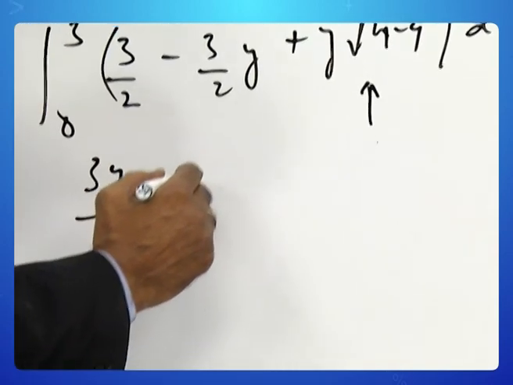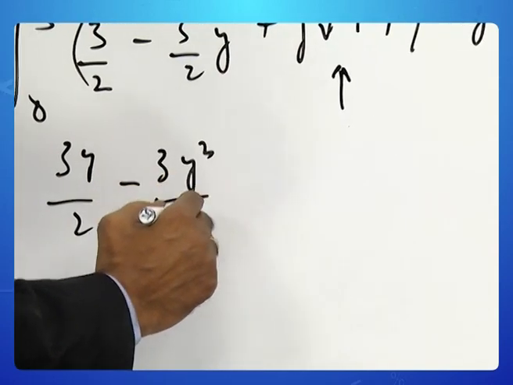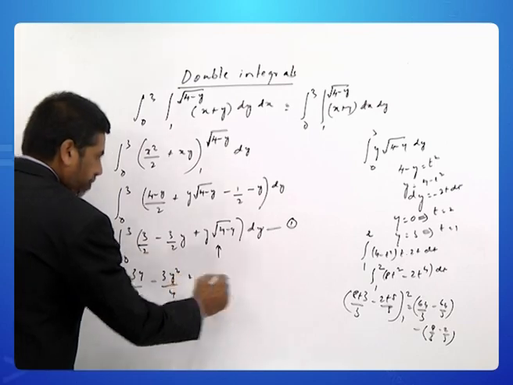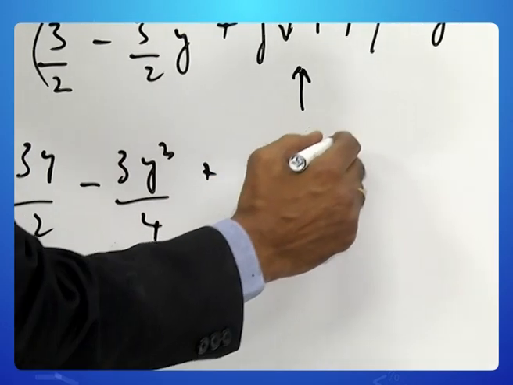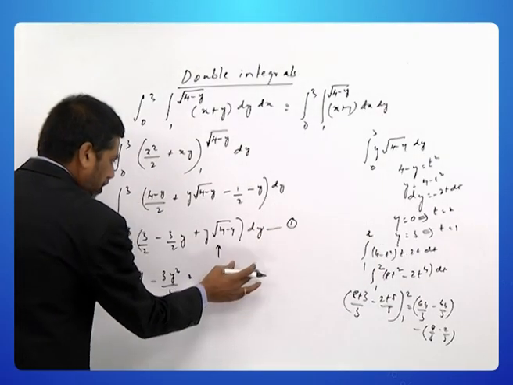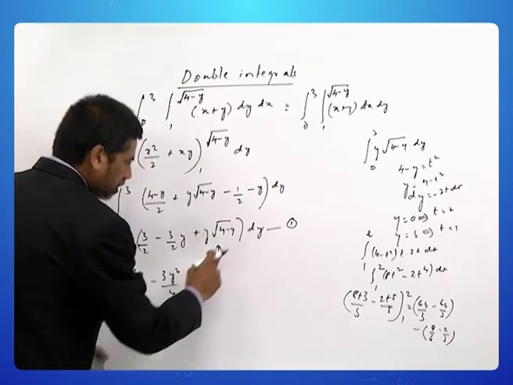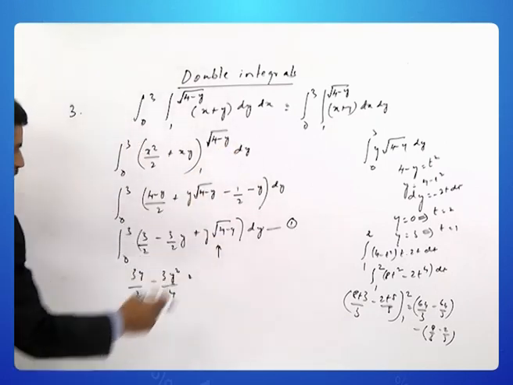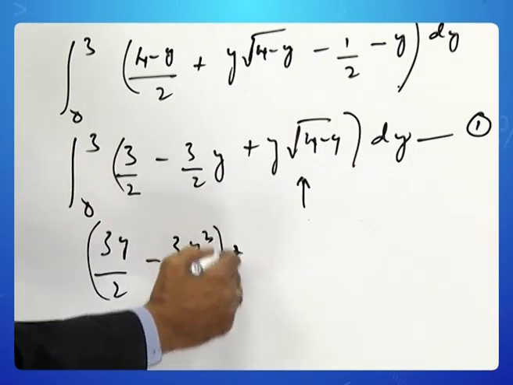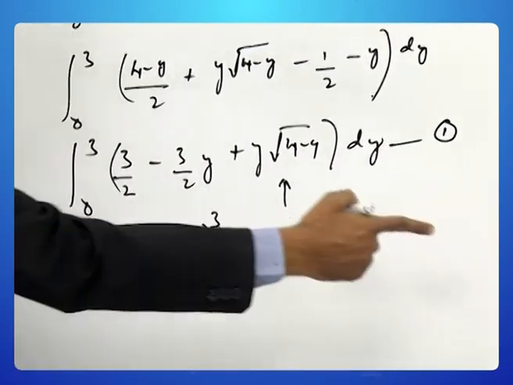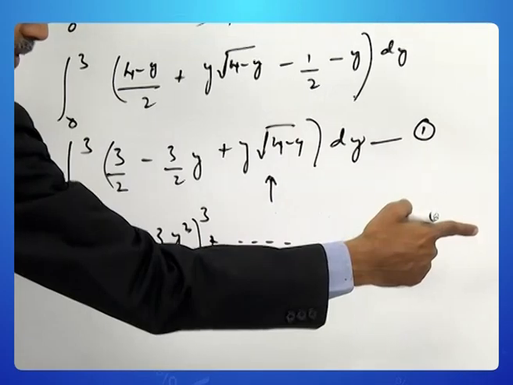3y by 2 minus 3y squared by 4, plus whatever is the answer you are getting from there. Of course, we'll have to do one important thing. This integral is already being evaluated from 0 to 3. So therefore, we'll put the limit 0 to 3 for the first pair, and then whatever is the answer you are picking up from there.